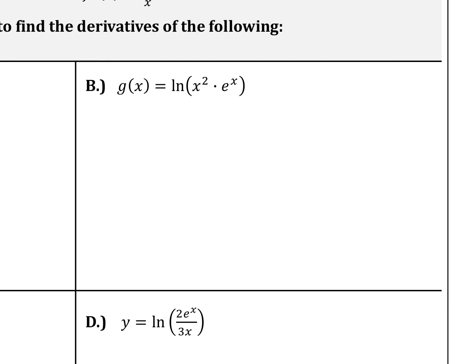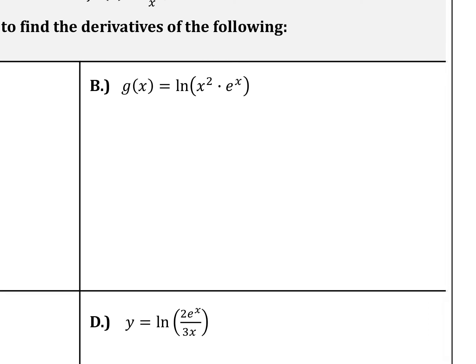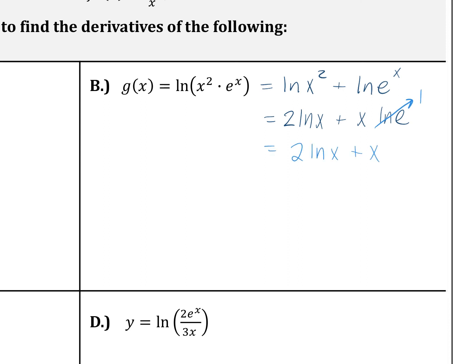Okay, so for this one, again, we've got to remember our exponent properties. Since it's a log of a product, we can write that as the sum of two logs. So this is the same as ln of x squared plus ln e to the x. Then remember our exponents go in front. So it's 2 ln x plus x ln e. And what do we remember about the natural log of e? What does that become? 1. So we're finding the derivative of 2 ln x plus x. So g prime is 2 over x plus 1.